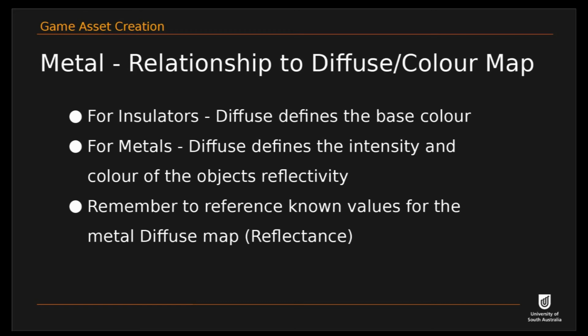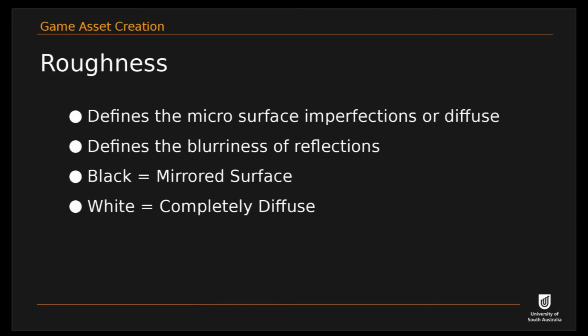These values are also very handy for liquids and surfaces like glass, as for the index of refraction, or IOR, values. Those are pretty common to find. Very, very detailed results of those online as well. The roughness map defines the microsurface imperfections or diffuse.